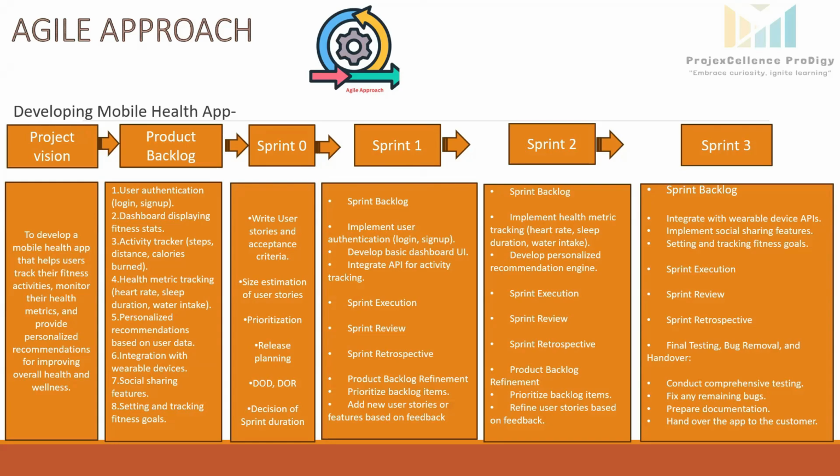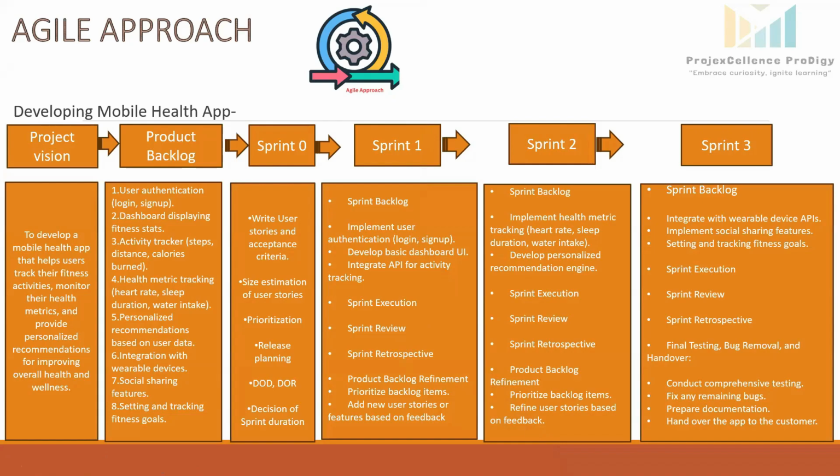Team will plan for the release. So when the first deliverable will be released, second and third, they will prepare and understand the checklist for DOD and DOR, definition of done, definition of ready. And based on the user story sizing and the features, they will decide the sprint duration, how long one sprint should be. Normally in Scrum, it is 2 to 4 weeks time. So let's suppose during sprint 0, the team has decided the sprint duration of 4 weeks. So each sprint will be of 4 weeks time.